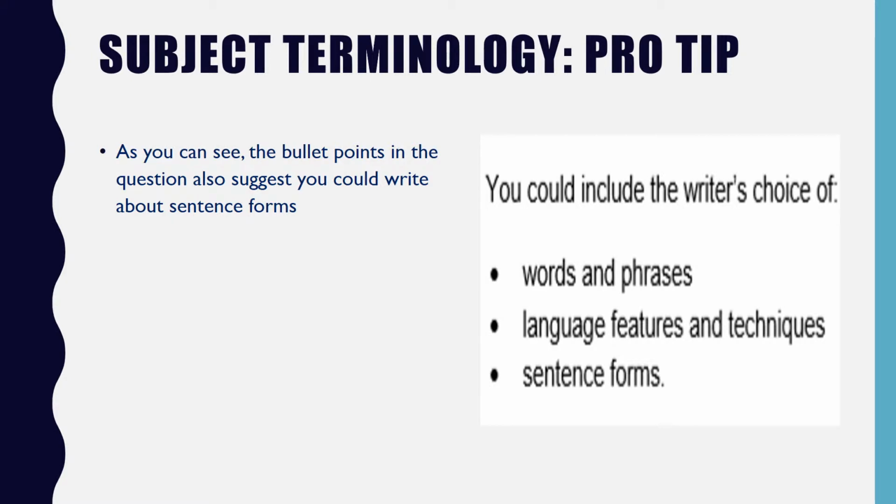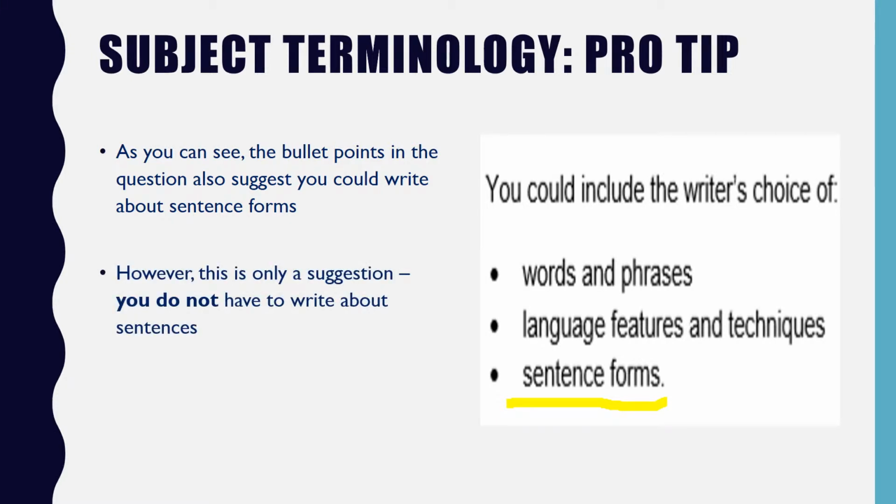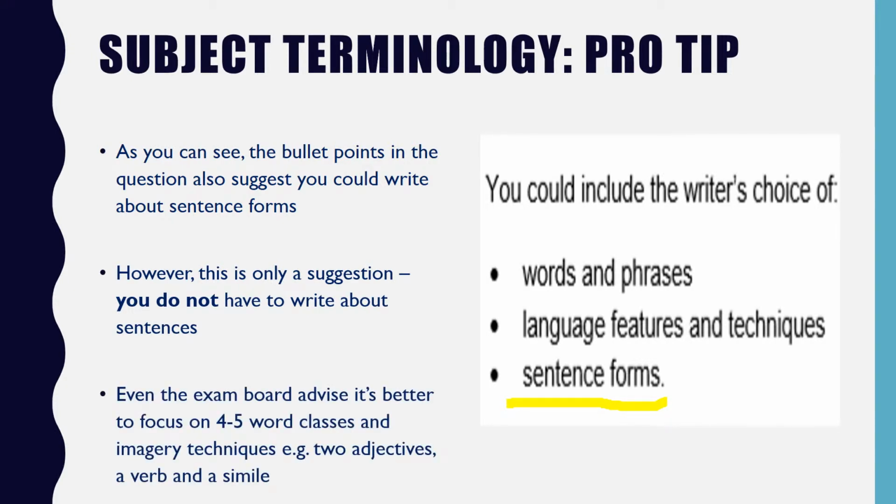So, here's a little pro tip for you about the subject terminology related to this question. As you can see, the bullet points in the question also suggest you could write about sentence forms. However, this is only a suggestion. You do not have to write about sentences. Even the exam board advised it's better to focus on 4 or 5 word classes and imagery techniques. For example, you might write about 2 adjectives, a verb, and a simile.